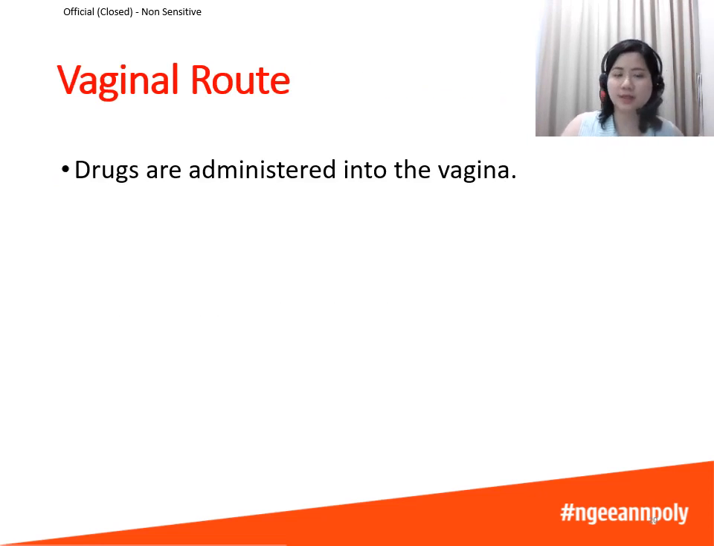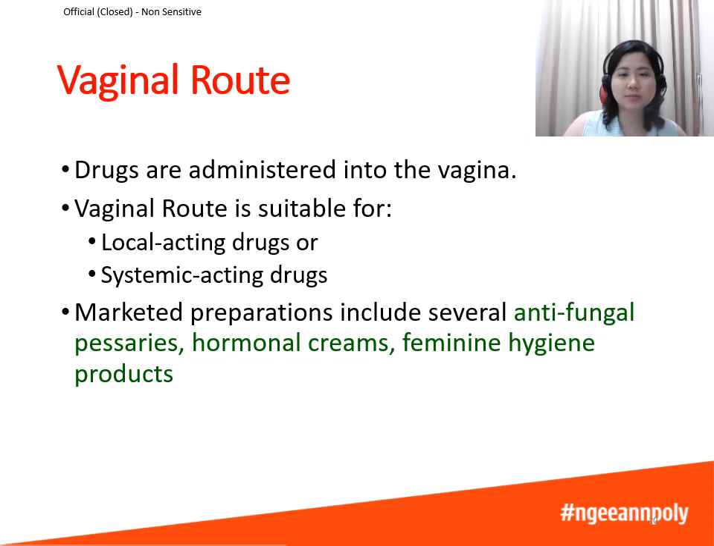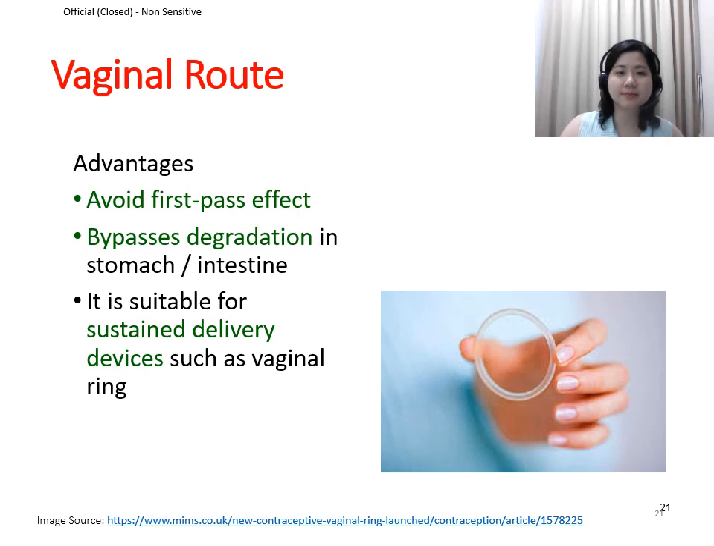Drugs can also be administered into the vagina. The vaginal route is suitable for local acting drugs, for example, antifungals for a yeast infection, or systemic acting drugs such as to deliver hormones. The vaginal route avoids the first pass effect and any degradation of the drug in the stomach or intestine. It can also be used for sustained delivery devices such as vaginal ring, which will slowly release contraceptive hormones.